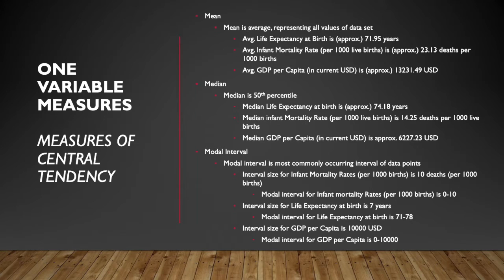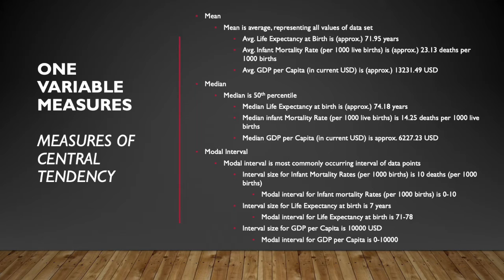In this case, the median life expectancy at birth for the 42 countries being analyzed is approximately 74.18 years. As well, the median infant mortality rate per 1,000 live births is approximately 14.25 deaths per 1,000 live births. The median GDP per capita in current US dollars of the 42 countries being analyzed is approximately $6,227 US dollars and 23 cents. The modal interval is the interval of data points which shows up the most.